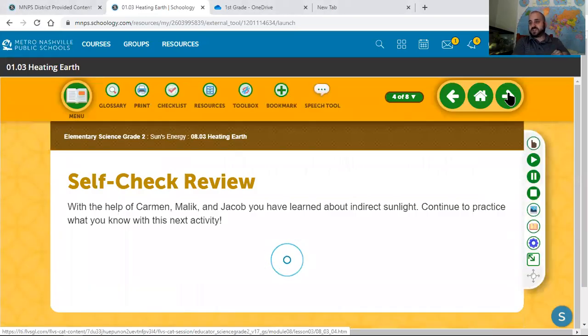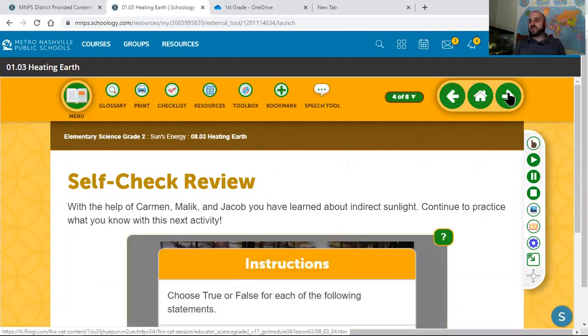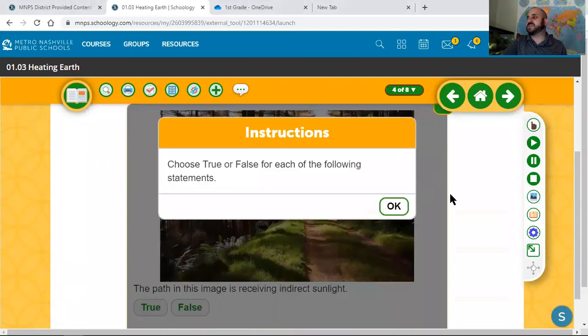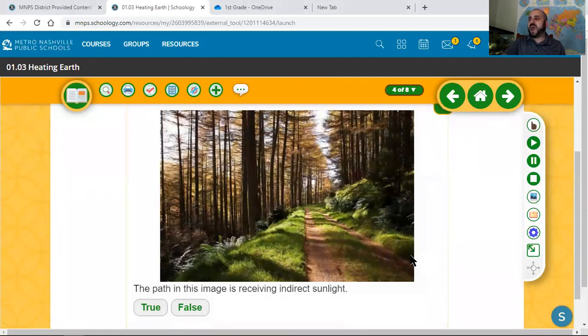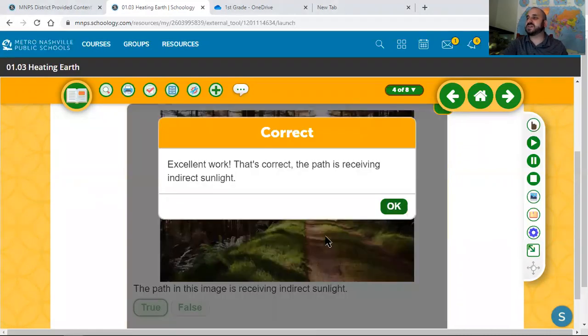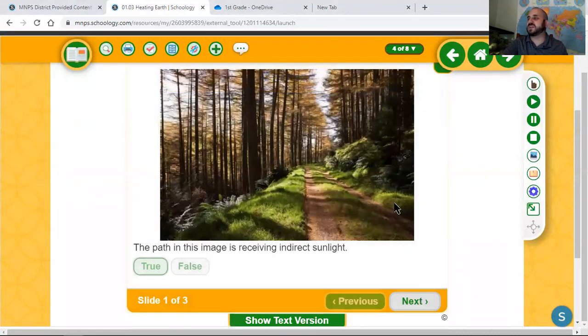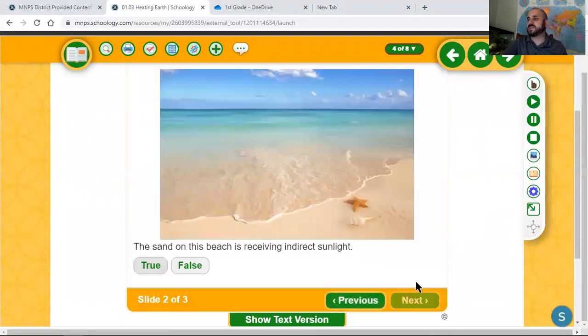All right, self-check and review. With the help of Carmen, Malik, and Jacob, you've learned about indirect sunlight. Continue to practice what you know with this next activity. The path in this image is receiving indirect sunlight. True or false? If you said true, that is correct, because I see parts of shade and parts of sun. That means it is indirect.